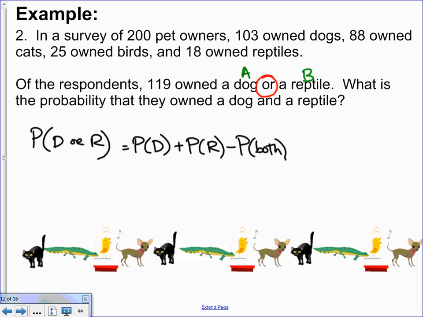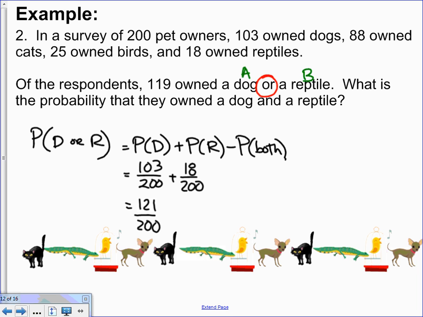What is the probability of having a dog? It's 103 over 200. And the probability of owning a reptile? 18 over 200. And we could add those together and get 121 over 200. Okay. There's two other things we have left: the probability of or and the probability of and. The both at the same time.